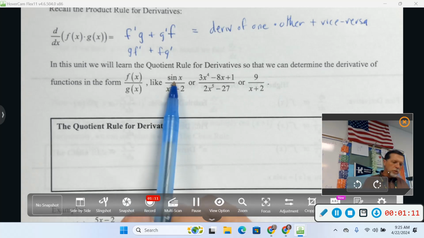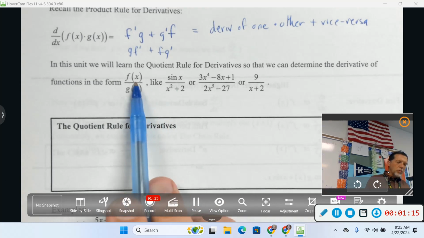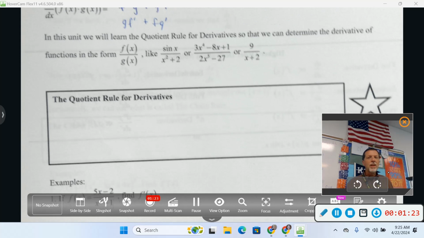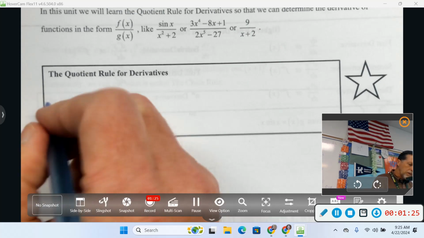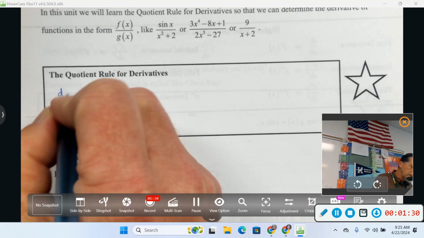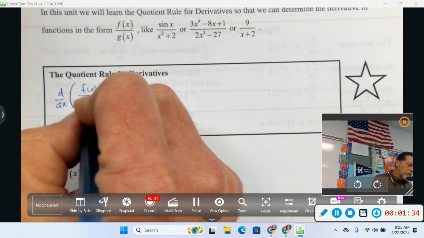The quotient rule, though, in division, order matters, right? Like 9 divided by 3 is not the same thing as 3 divided by 9, so you got to get it right, and that's the same with quotient rule. So it's a little bit harder. So let's say we want to take the derivative of f of x over g of x.